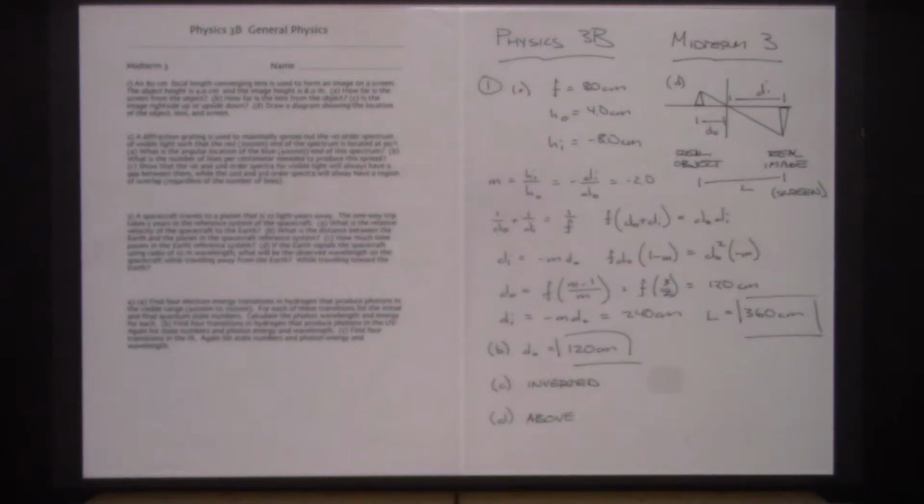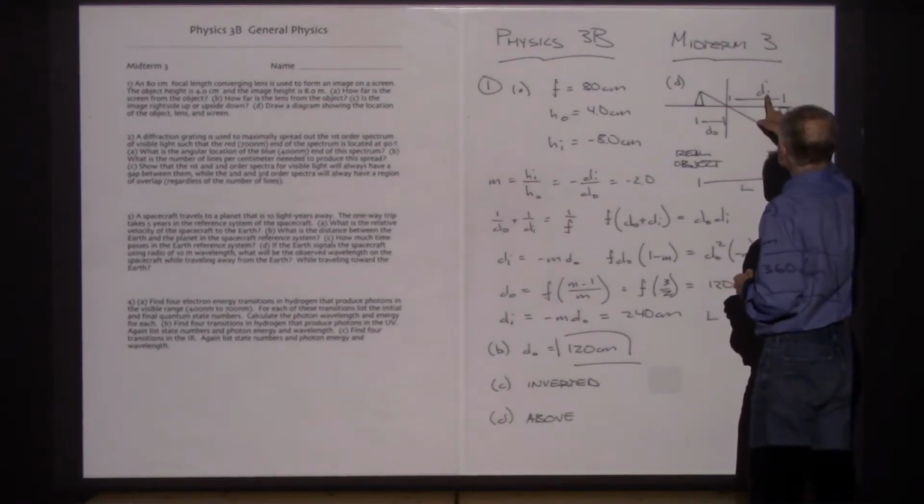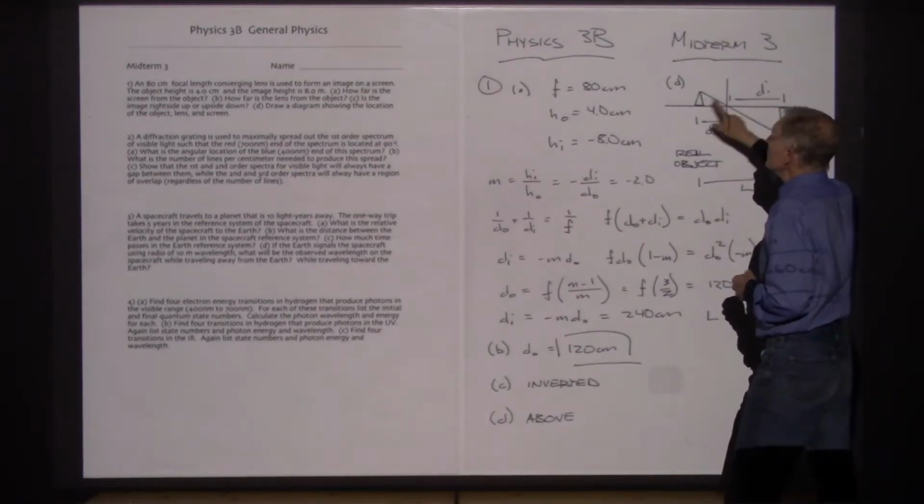So this is what my diagram looks like so far, and I'm already writing down some things here. First of all, there's going to be an inversion. The image will be inverted relative to the object. So that's something to keep in mind. I'm expecting d_o is going to be positive, d_i is going to be positive.